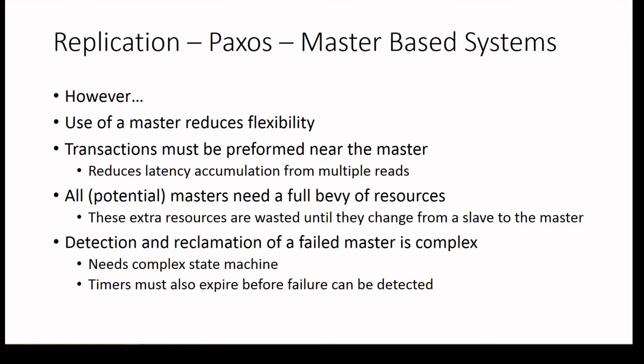Another problem with masters is that detecting a failed master is complex. You need a complex state machine, and you also need timers. So all this extra stuff is extra hardware, extra software, extra stuff that you've got to maintain. We talked about earlier how we wanted to avoid all that, but Megastore wasn't able to fully avoid the use of a master. Because base Paxos had such a high network overhead, the only way that Megastore could get around that was to use a master to overcome the high latency of Paxos.